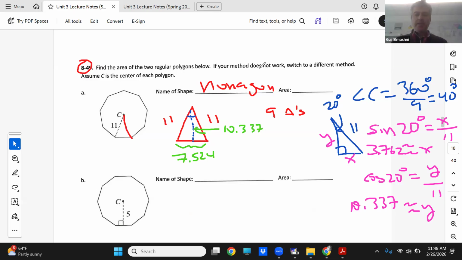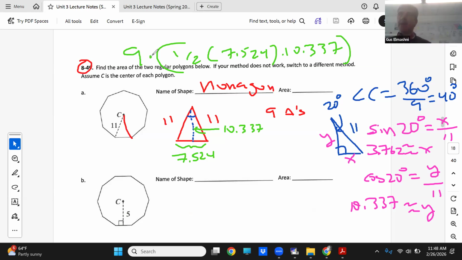So my area is going to be 1/2 times the base times the height. And how many triangles do I have again? You've got to multiply the whole thing by 9. So I've got to do 9 times 1/2 times the base times the height. And I should get, oh, it comes out really nice. It's basically almost 350.